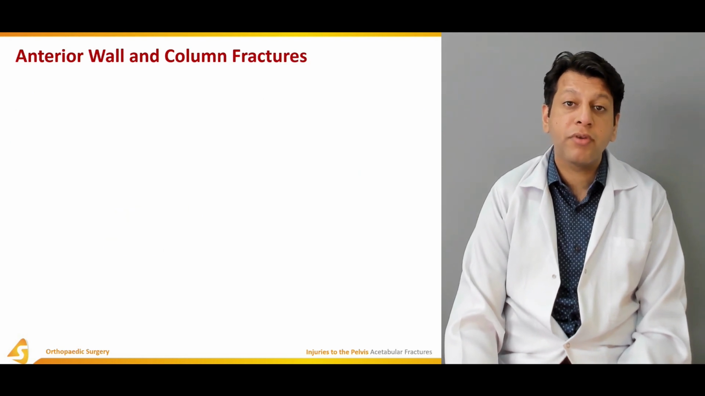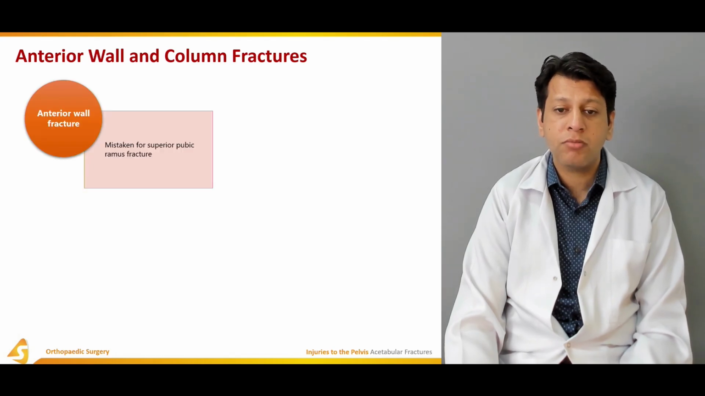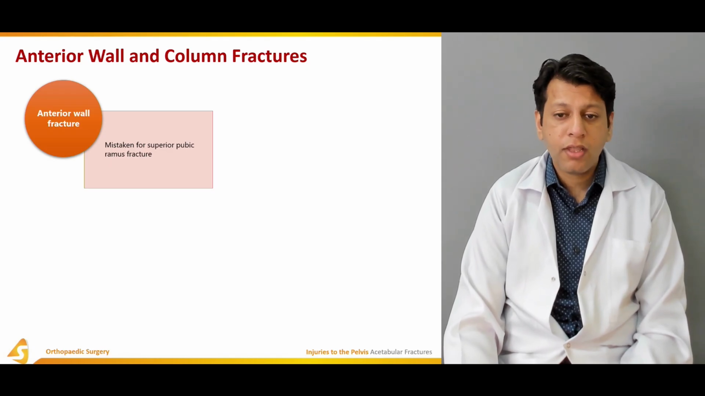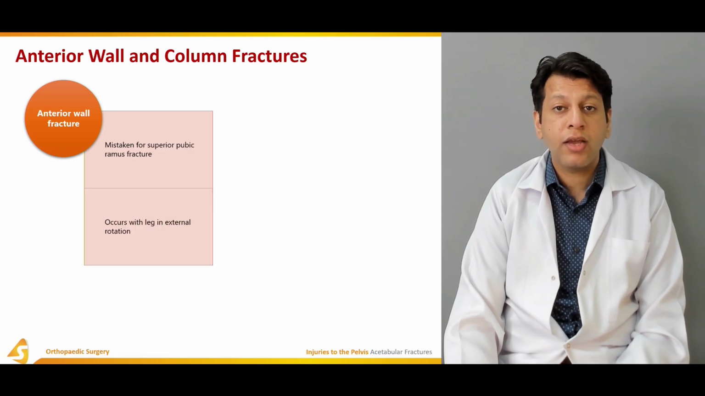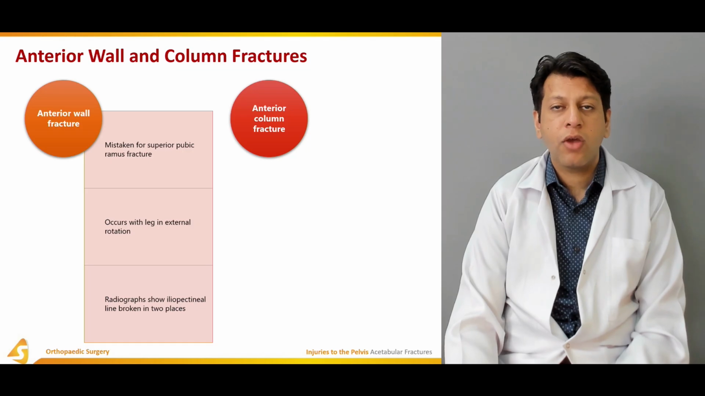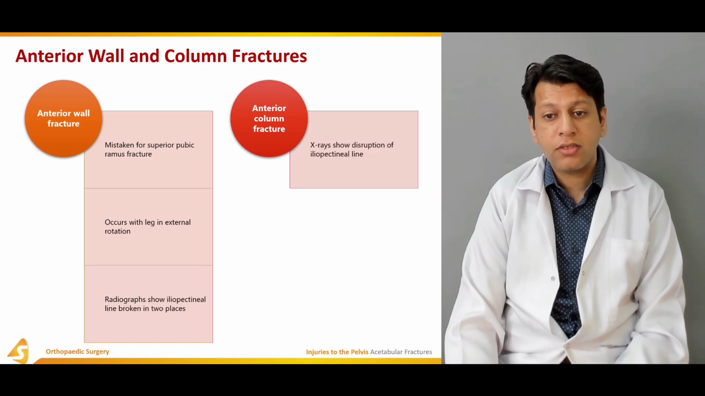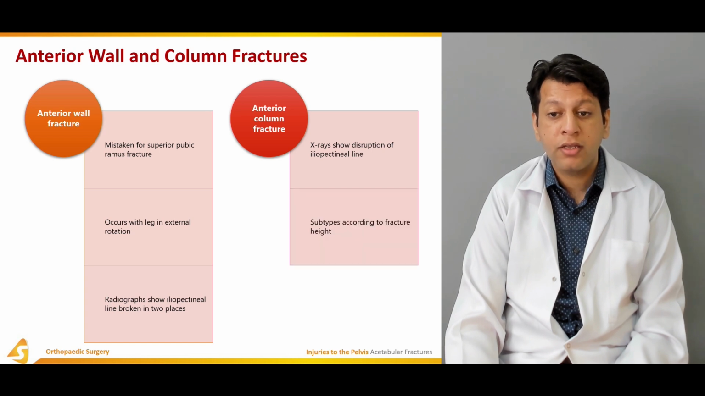Now, there could be a fracture of the anterior wall and column fractures as well. When anterior wall fractures occur, this can be mistaken for a superior pubic fracture, and it occurs where the leg was in external rotation at the time of injury. Radiographs usually show a broken iliopectineal line in two places. When the anterior column fractures, the X-ray usually shows disruption of the iliopectineal line.